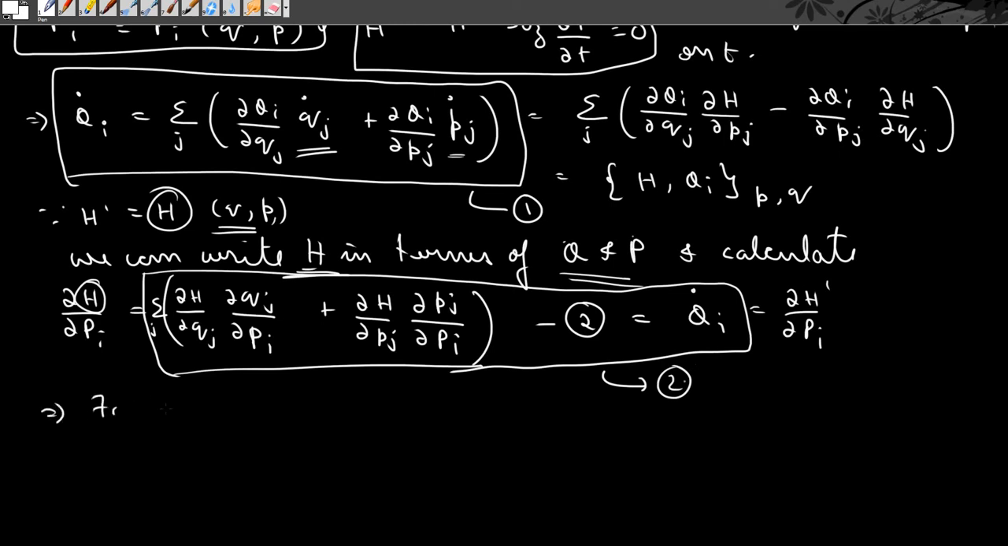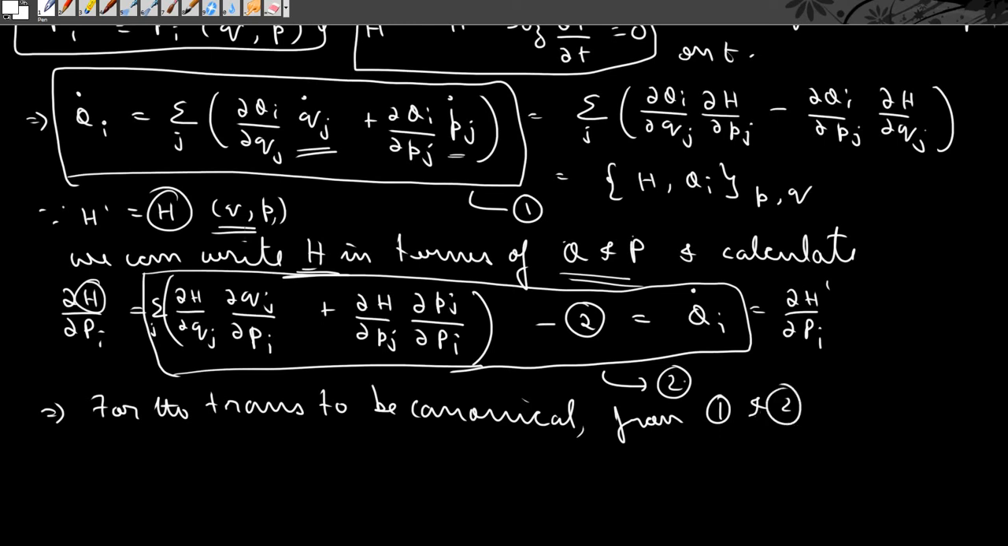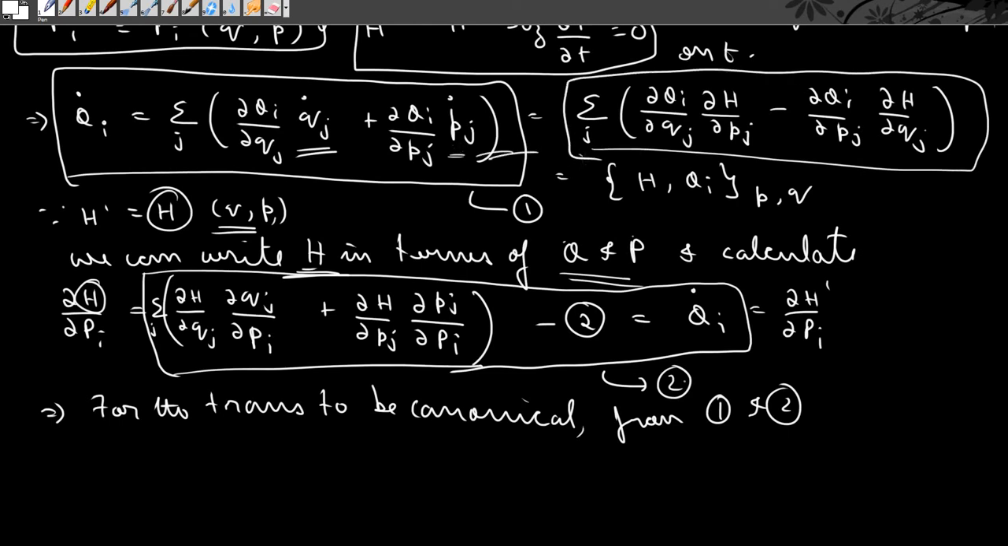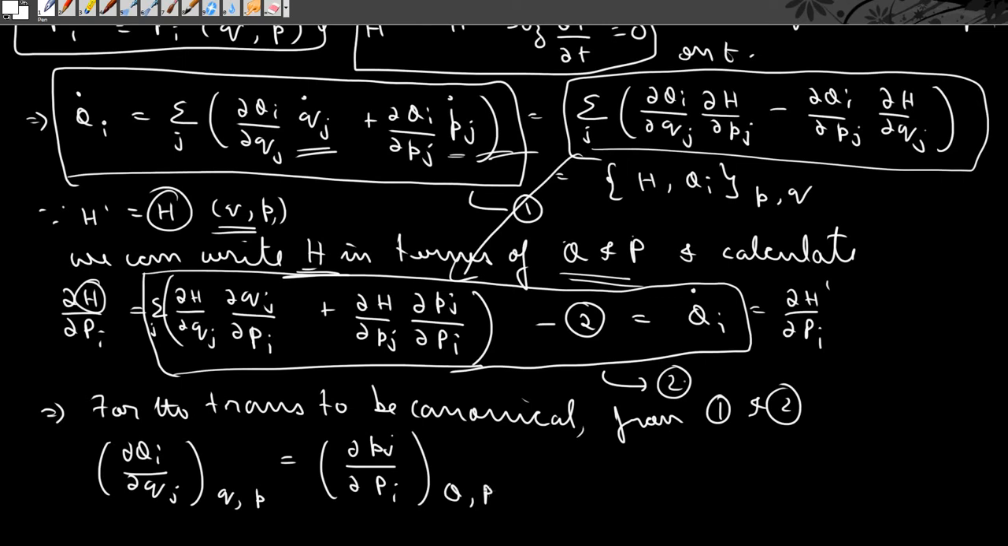So this implies, for the transformation to be canonical, from equations 1 and 2, since they are the same, if you compare this particular relation with this relation, what you will see is that dou qi by dou qj with subscripts qp, I'm going to explain what this subscript means soon after I write the equation, should be equal to dou pj by dou pi with subscripts capital Q and P.